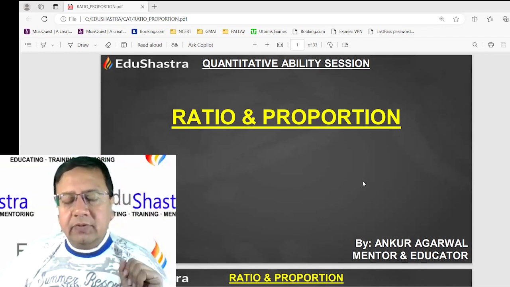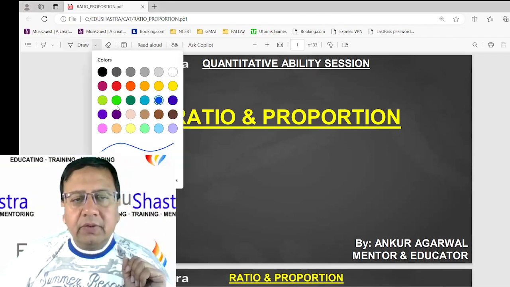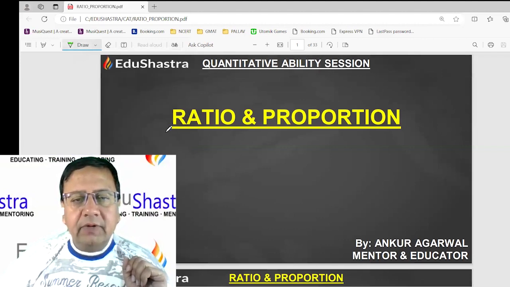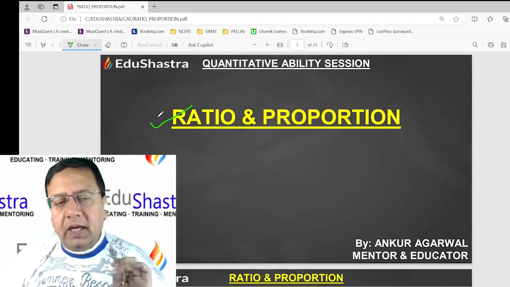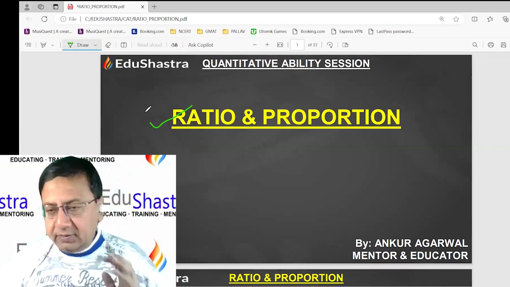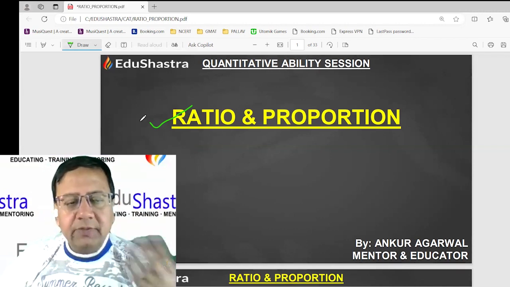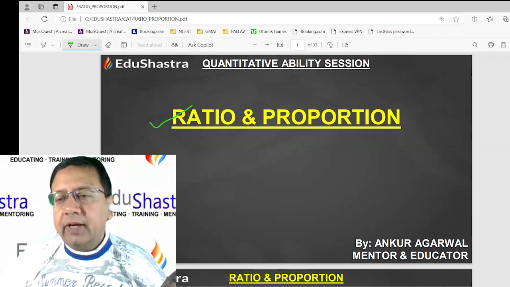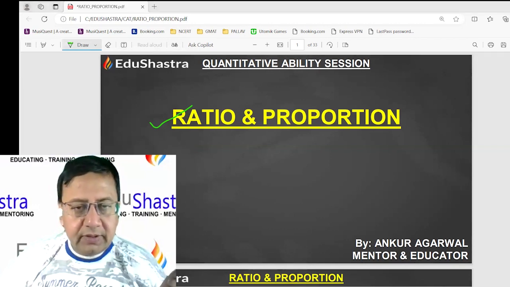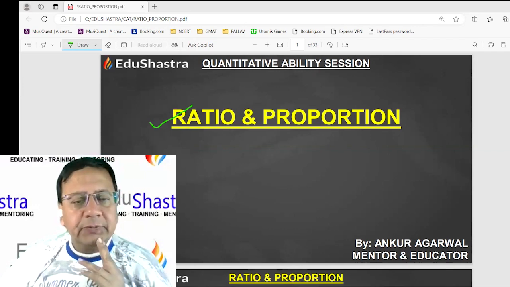Okay, so starting with this first topic, ratios. Can you define what a ratio is? How can I define the term ratio? I suggest everyone unmute yourself and speak out, so that everyone can listen and add their points and ideas. So how will you define the ratio?